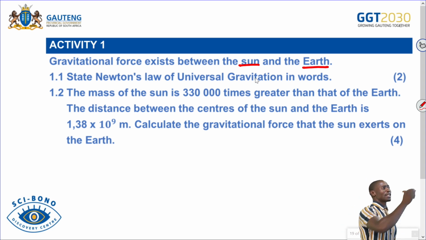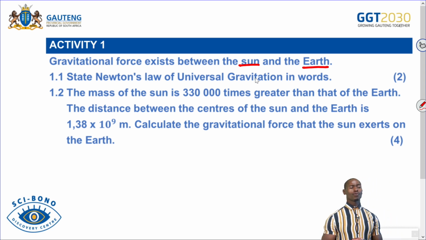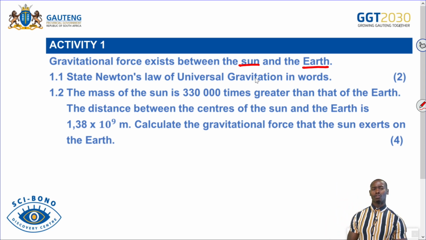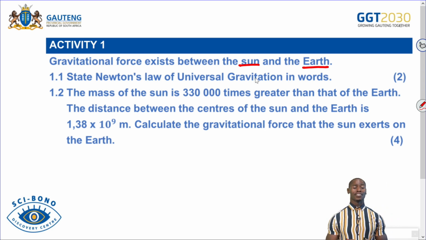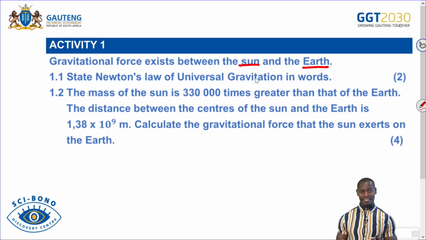There will be a force exerted by the sun on earth, and the force exerted by earth on the sun. So those are action-reaction pair of forces. Okay. First question, they want us to state Newton's law of universal gravitation in words. So you use your examination guidelines.